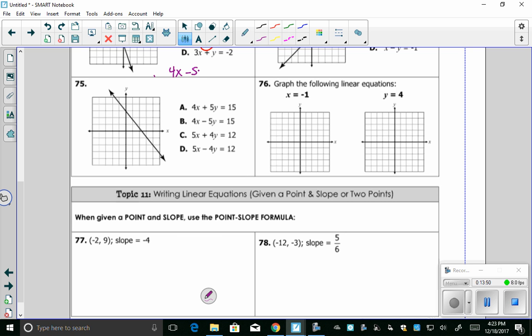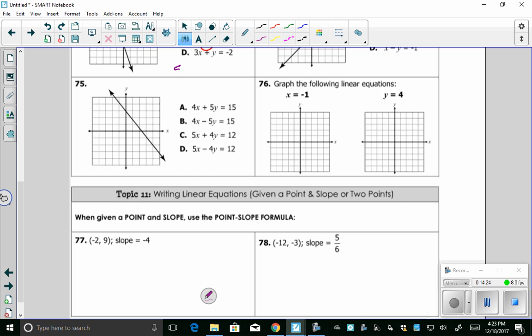4x minus 5y equals 15. Subtract 4x, and I get negative 5y equals negative 4x plus 15. Divide by negative 5, and I get y equals 4 over 5 x minus 3. Well, first of all, minus 3 is down here, and that doesn't even touch the graph, so it can't be B.